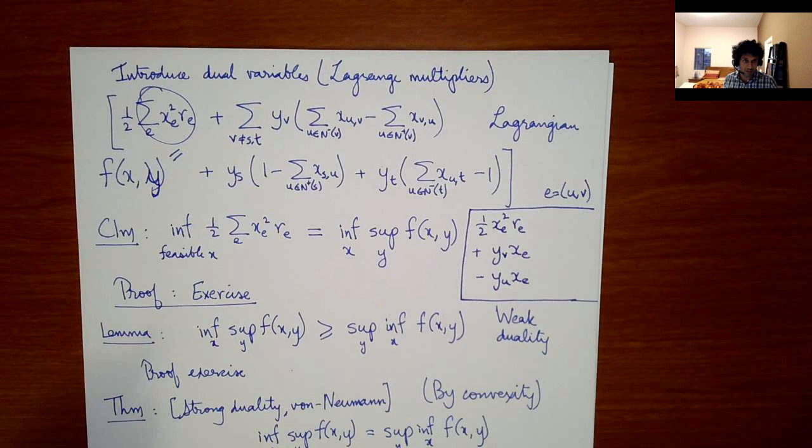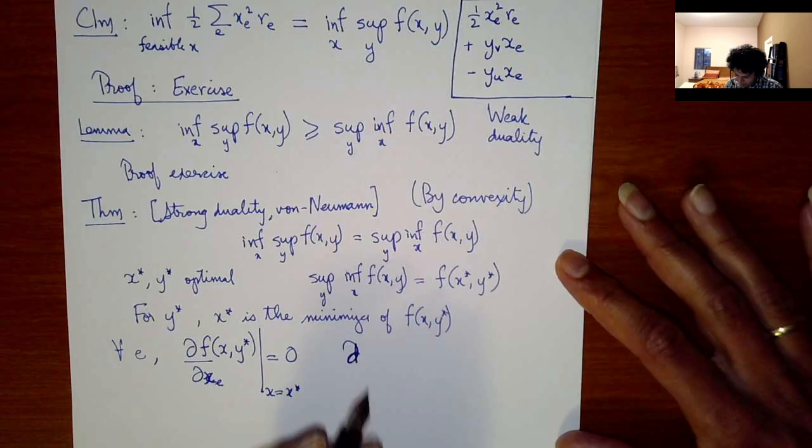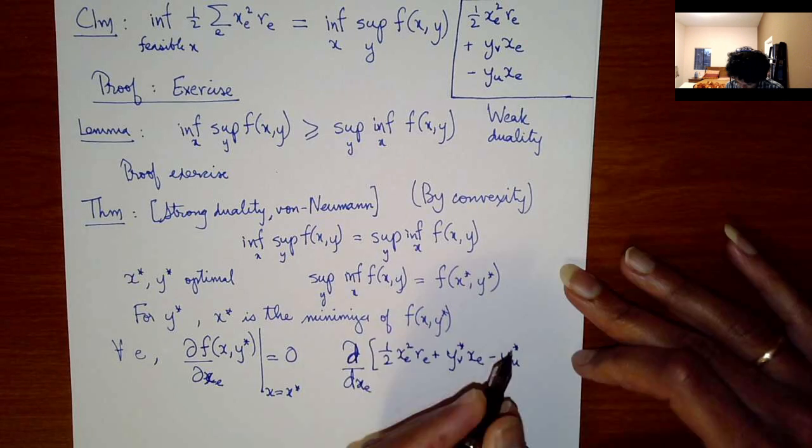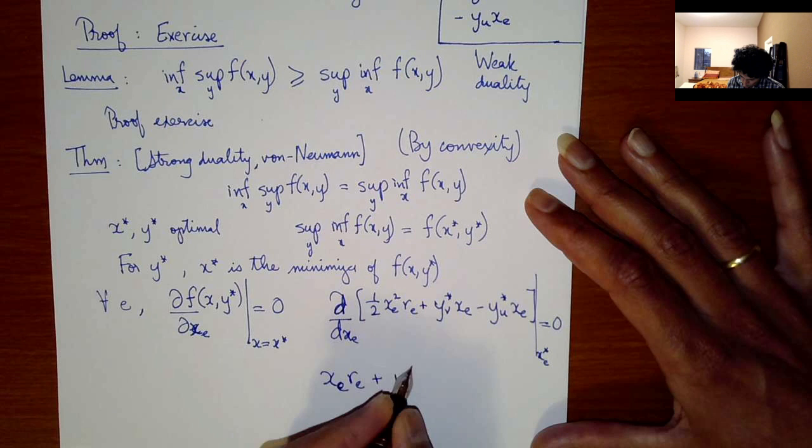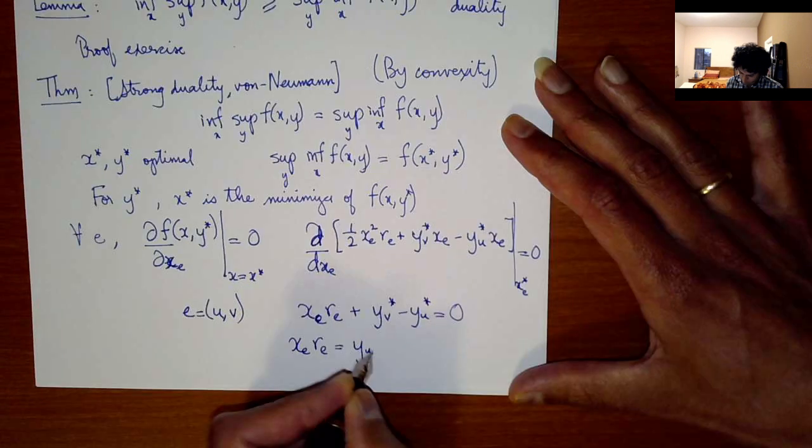So this is just saying you're taking the partial derivative in this case. You can ignore all the other things. So it's just d by dx_e of this expression, half x_e squared r_e plus y_v star, because you're plugging in the optimal y, minus y_u star, times x_e. And this is equal to 0 for x_e star. Let me now plug this in and you see what you get. The 2 will cancel out, so you get x_e times r_e plus y_v star, remember e is equal to (u, v), minus y_u star is equal to 0. Let me restate that. x_e times r_e is equal to y_u star minus y_v star.